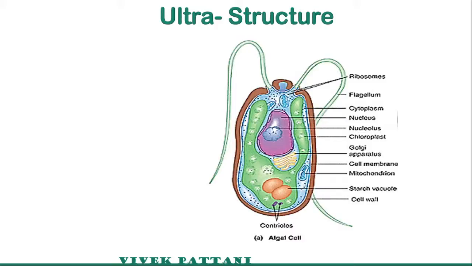The structure of algae: an algal cell is basically a membrane-bound cell, which contains a nucleus, a chloroplast, and the mitochondrion. In most algal cells, there is only a single nucleus, although some cells are multinucleate.